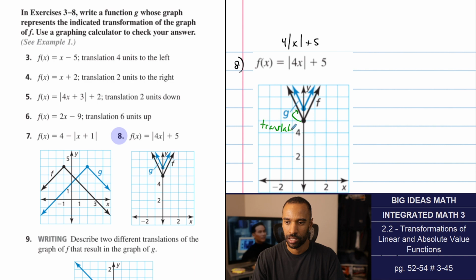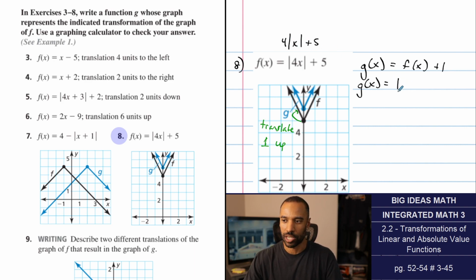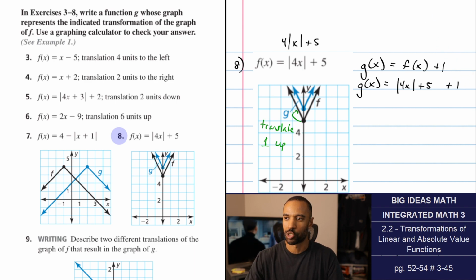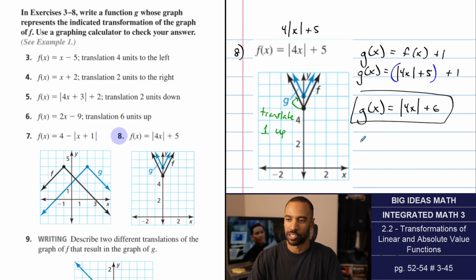Translate 1 unit up. So to translate 1 unit up, g of x takes your f of x equation and adds 1 to it, literally. So you take the f of x equation, whether it's this or that, I'll just take the original, for x plus 5, and then a good old plus 1 to that whole thing. To that whole thing is the 5 plus 1, and 5 plus 1 is 6. So g of x equals absolute value of 4x plus 6. Or 4 on the outside, as I so prefer.